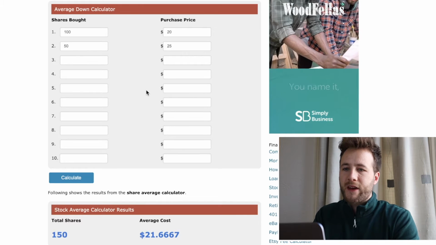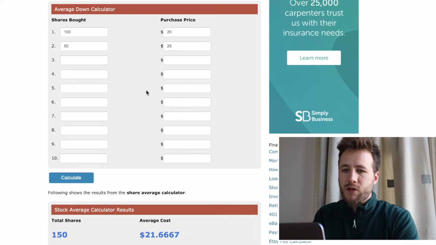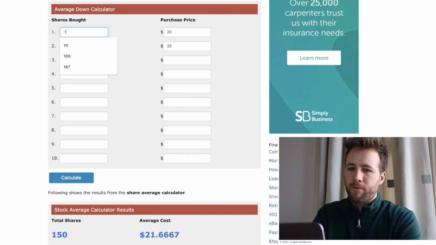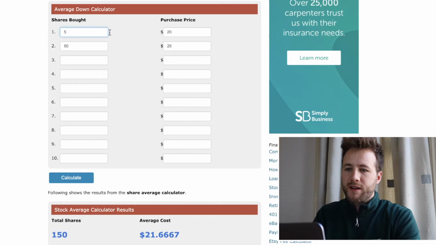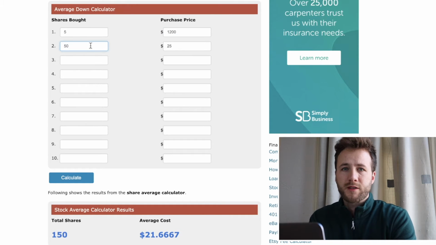Now this is really handy when you're tying it into technical analysis. But before we jump into that side of things, we're going to do one that's kind of averaging down. Obviously this one was averaging up. So what we're going to do is do shares bought, let's say 5 shares of Tesla at a price of 1,200. And we want to average down because the price has gone down to 900.